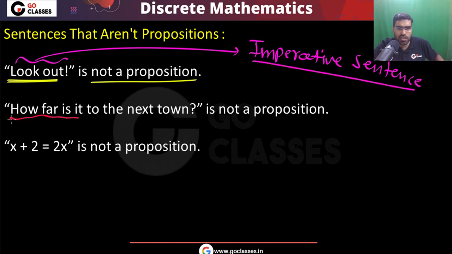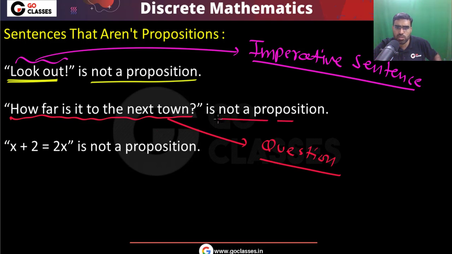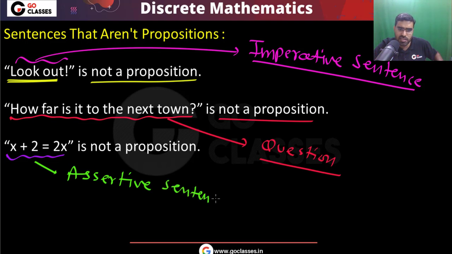Next, how far is it to the next one? This is a question, so this is also not a proposition. Next, read this: x plus 2 equals 2x. Let's assume the universe of x is the integers, so x can be any integer. Please understand, this is an assertive, declarative sentence, but still this is not a proposition.